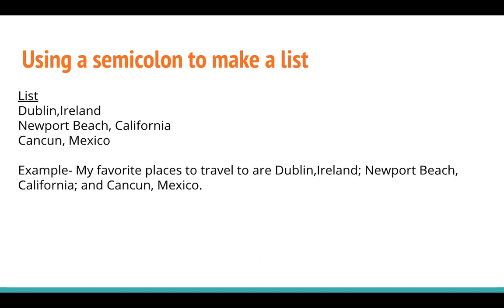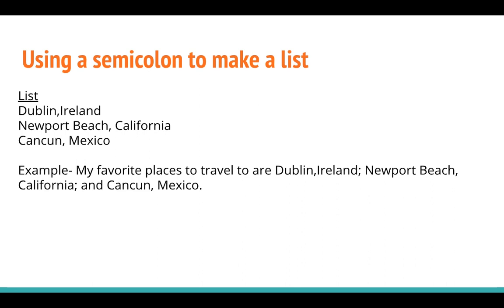All right, another example I have here is when using a semicolon to make a list. So as you can see here, I have established a list of places around the world. You can use a semicolon to divide the list of items. For example, I listed Dublin, Ireland; Newport Beach, California; Cancun, Mexico. And my example was: my favorite places to travel are Dublin, Ireland; Newport Beach, California; and Cancun, Mexico.